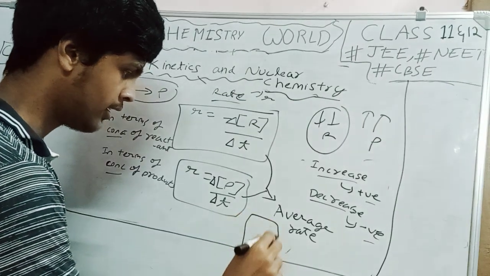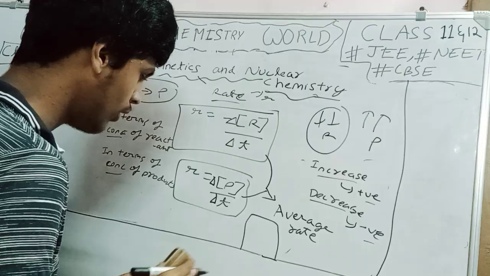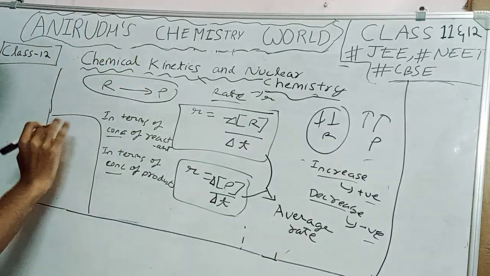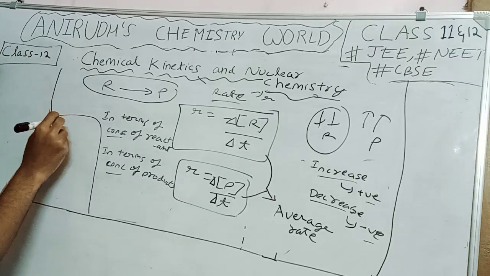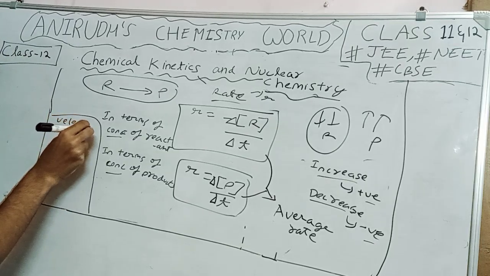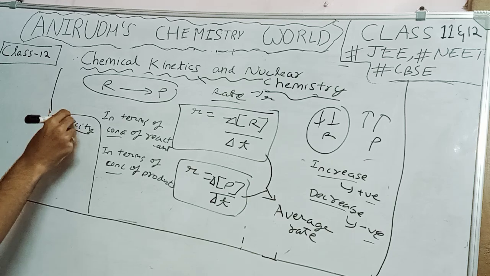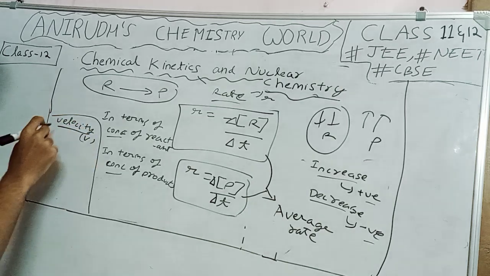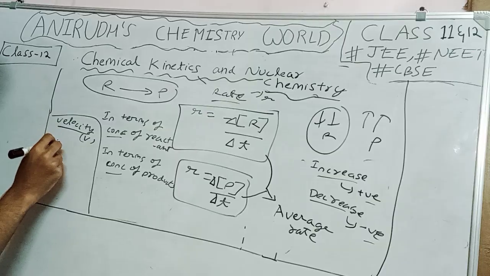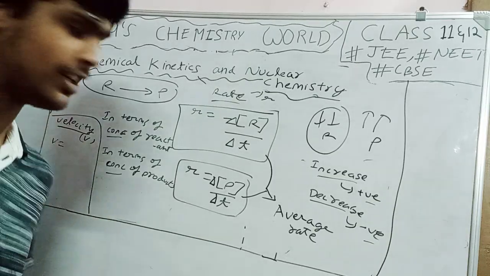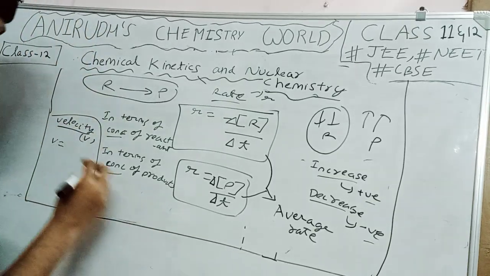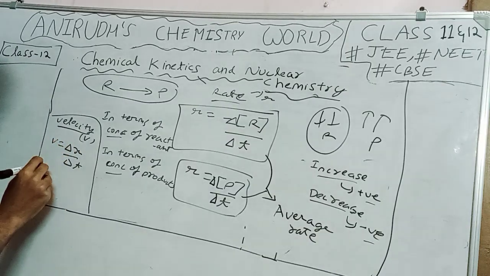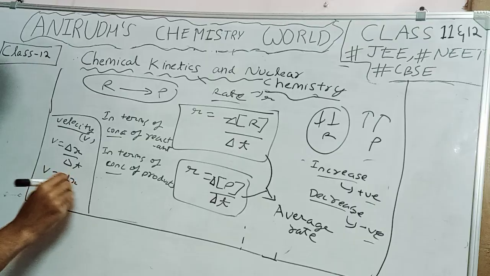One thing, see, if you want one easy example, I can give you here. I hope it's visible to you. Suppose you take velocity, represented by v. If you are defining the average velocity, v is equals to delta x by delta t. You will represent like this, and instantaneous velocity v is equals to dx by dt.